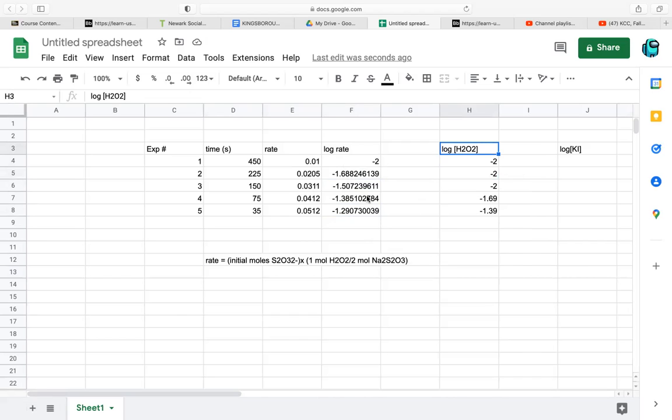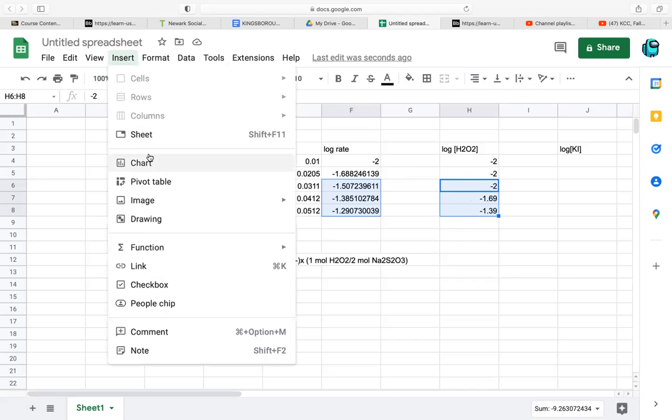So here's what you want to do. You want to graph log of rate versus log of H2O2, but just pick the ones where it's changing in the H2O2. Let me see if it's control. I'm going to try command. Yeah, there we go. Don't pick the ones where the H2O2 is staying the same. So it changes from -2 to -1.69 to -1. So just pick those three. It should just be 3 points.